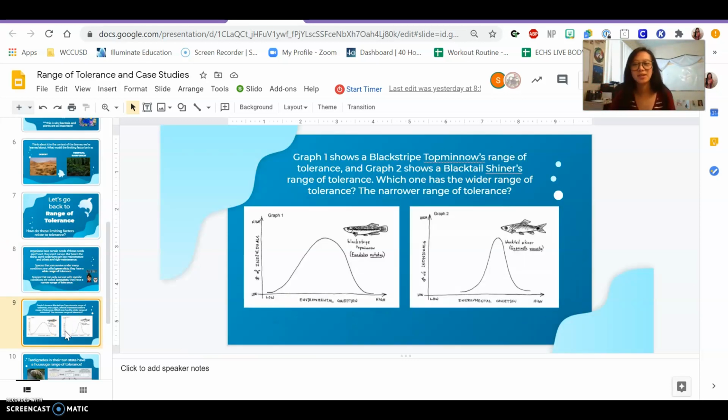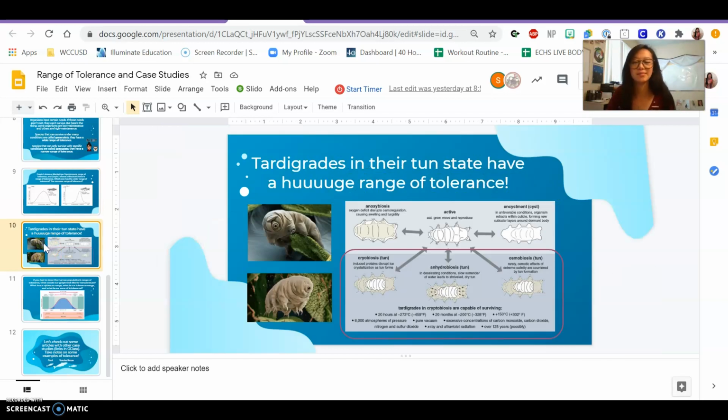Then we took a look at this example of two fish, and we decided on graph one, the black striped topminnow, having a wider range of tolerance, can deal with lots of different environmental conditions, and is potentially considered more of a generalist. On the flip side, the narrower curve means a narrower range of tolerance and more likely a specialist in some regard.